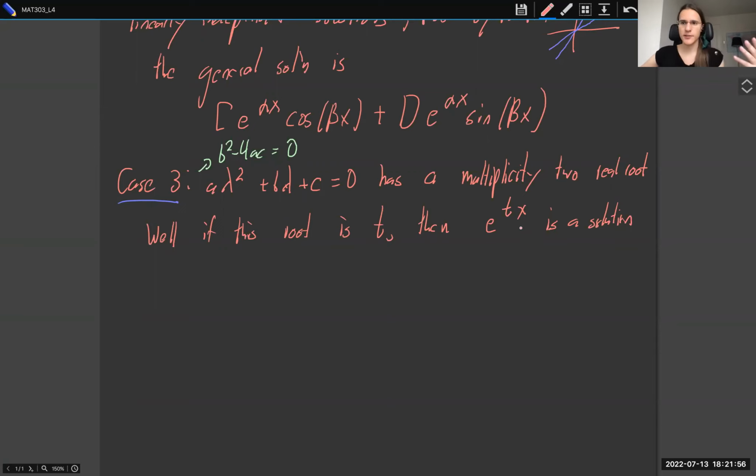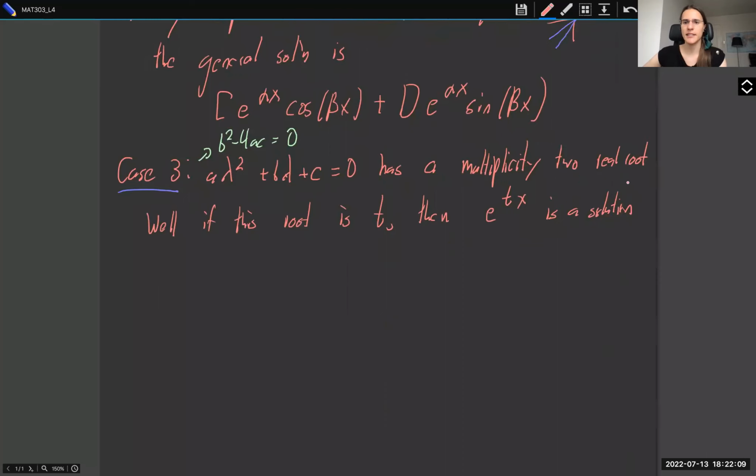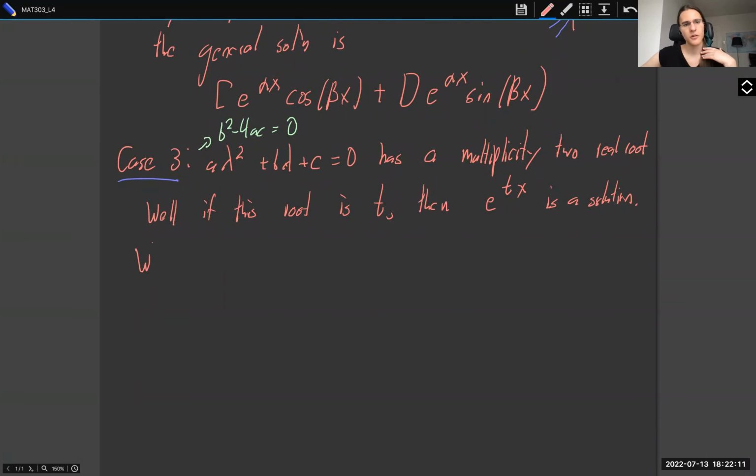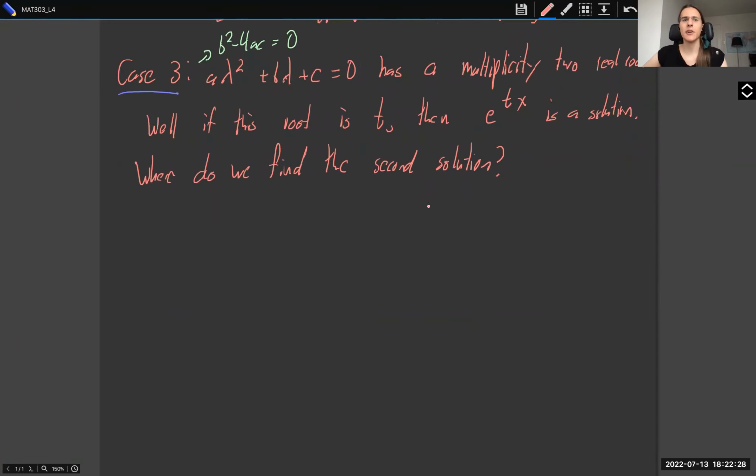So we have one solution, but the problem is that by this theorem, we know that there has to be a solution that isn't a multiple of this, such that the solution space is all combinations of those two things. So the question is, where do we find the second solution? And I have two very related ways of getting this. And then later on, we'll do a different way of getting this.